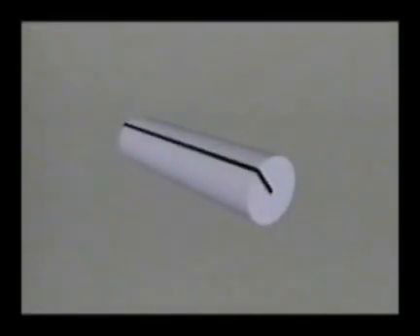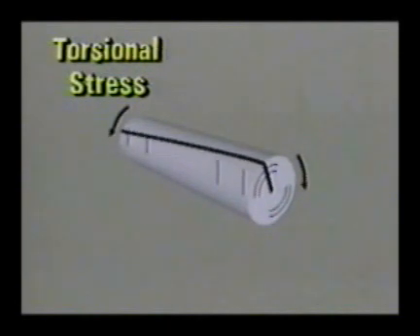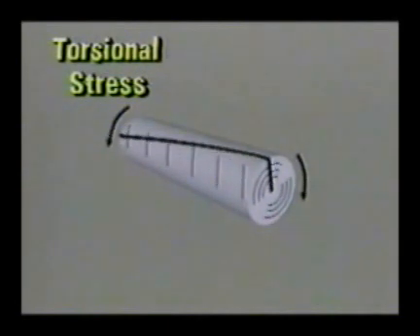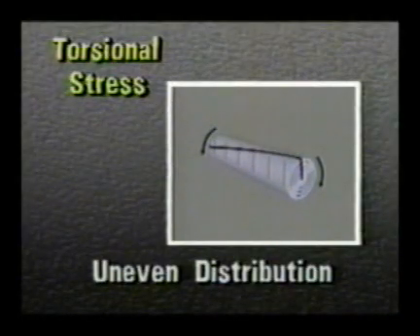Torsional loads, forces that try to twist objects, result in internal lines of stress that spiral along the object's length. Torsional stresses are highest at the object's surface and diminish towards the center.